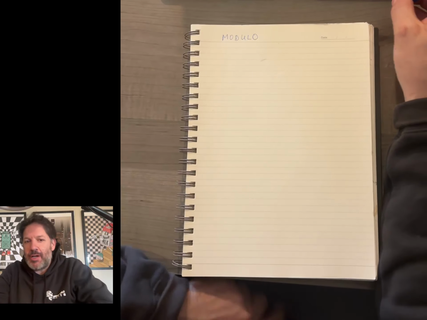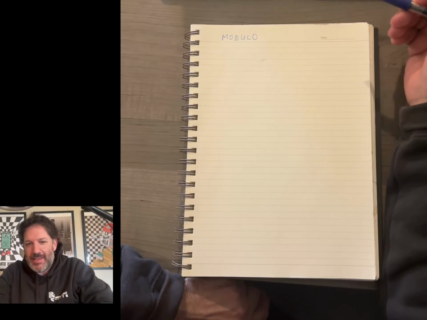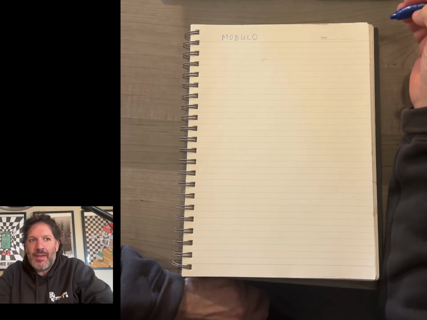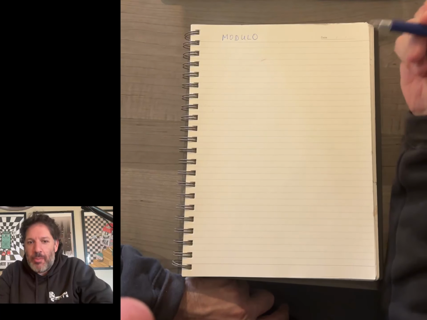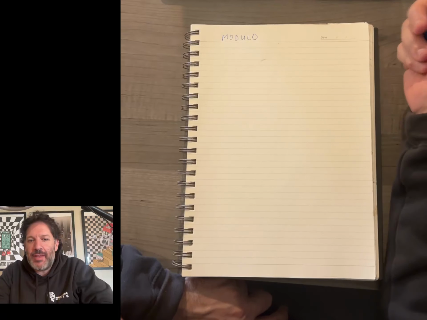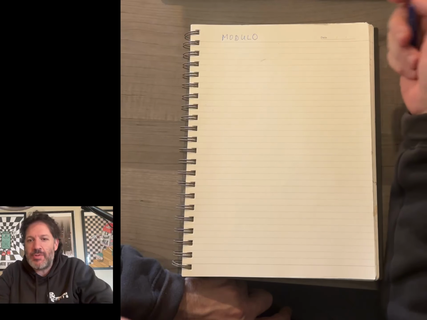So we get into modular arithmetic, and it's like a different kind of arithmetic. Modulo means remainder, really. So it's a way of thinking about arithmetic in terms of remainders.